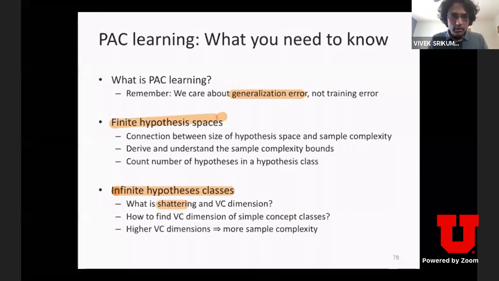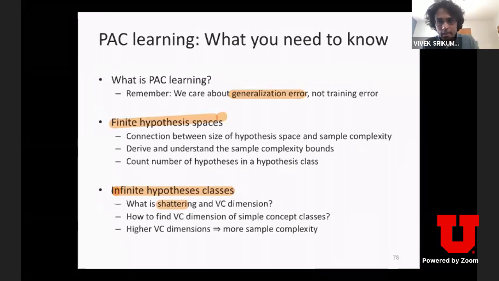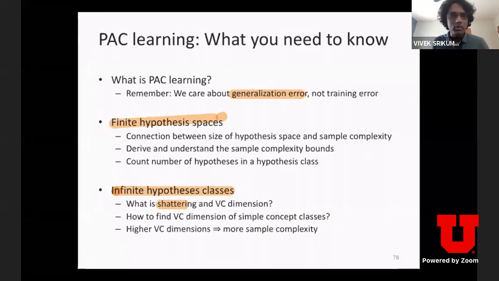The question in the chat is, what do I mean by the VC dimension behaving like the size of the hypothesis class? It's exactly right. Basically, the VC dimension of a finite hypothesis class is at most the log of the size of the hypothesis class. In fact, you'll be proving this in one of the questions in your homework.